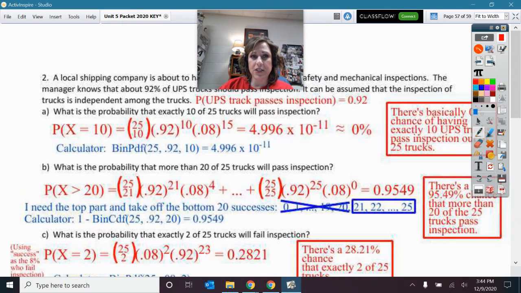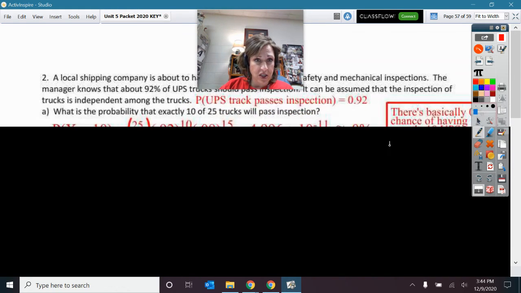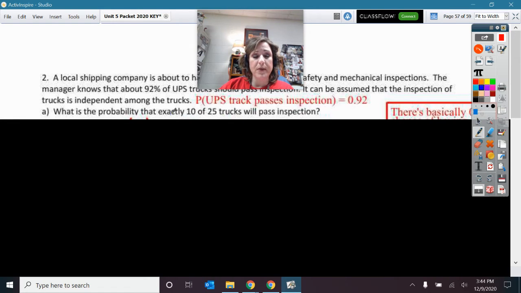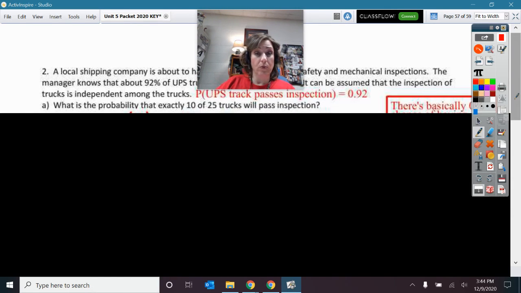Here we have UPS trucks, and 92% of the trucks should pass inspection. This is interesting. We've got a manager, and they've got the trucks on the lot. The first one: what's the probability that exactly 10 of those 25 trucks pass inspection? Think about it this way: you're upper management, even above that local shipping company person. You see that the person managing that particular location had only 10 out of the 25 trucks pass inspection. Well, is that normal, or is that very unusually low?